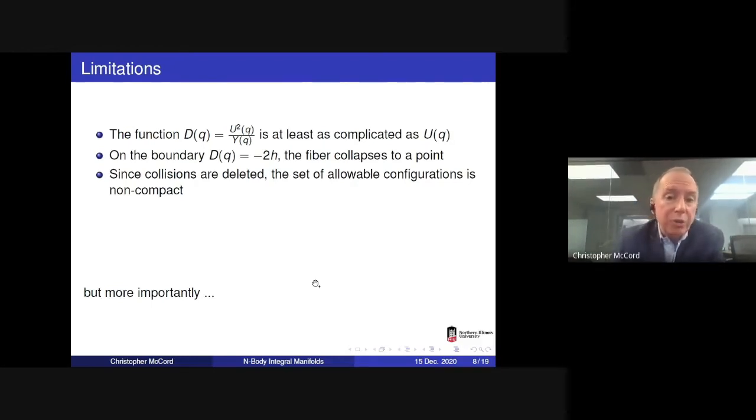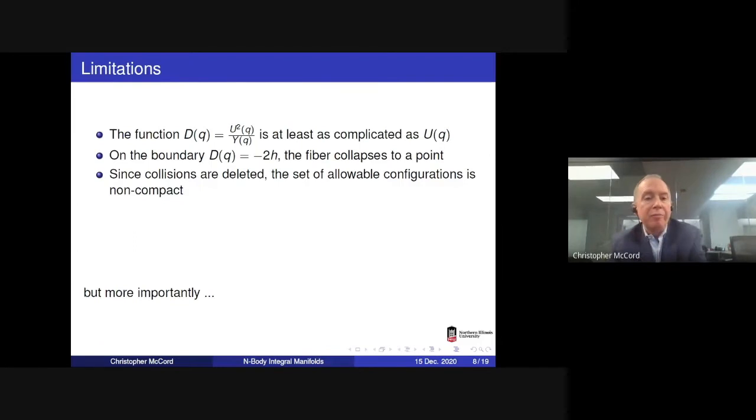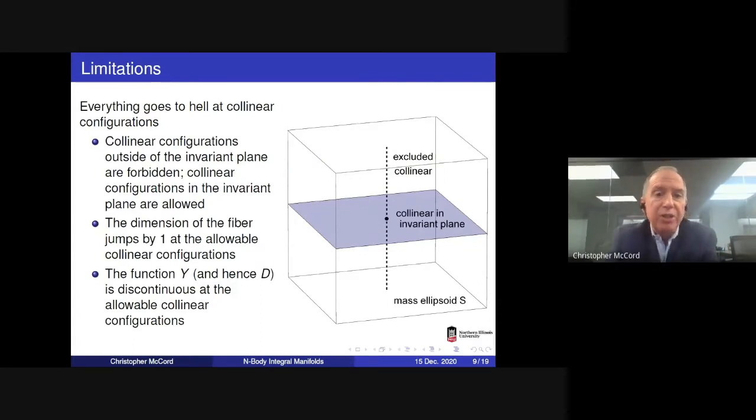Worse, the potential function U is of course undefined at collision. So we have to delete the collision set from our space. It's the points in R^3N satisfying the traditional center of mass and moment of inertia constraints, but you have to take away the collisions, so your space is non-compact. And if all of that weren't enough complexity, everything goes to hell at the collinear configurations. If you have a collinear configuration in the xy plane, remember, angular momentum is oriented along the z-axis. Collinear configurations in the xy plane are allowable configurations, but collinear configurations outside of the xy plane, schematically represented here, are forbidden.